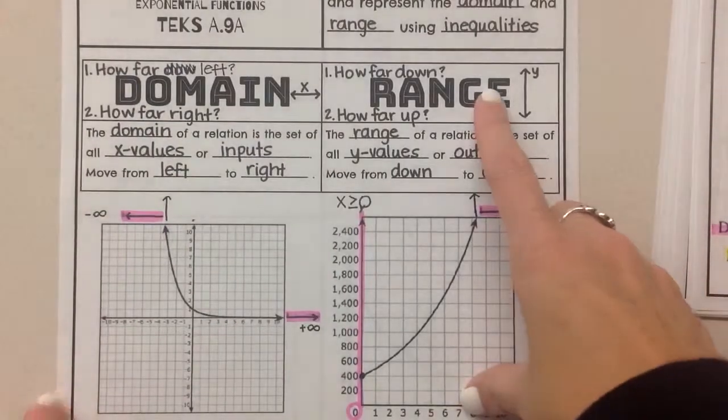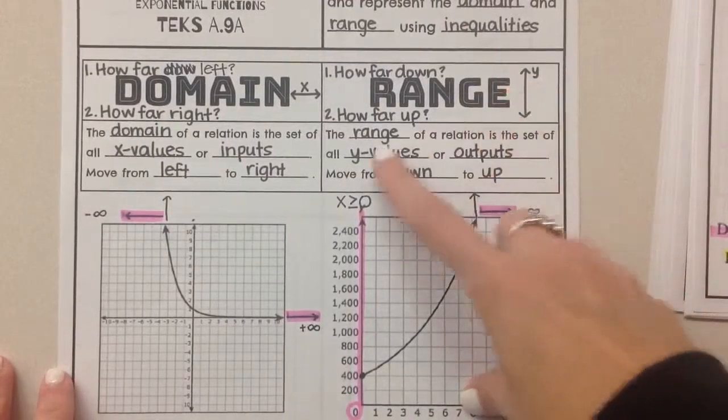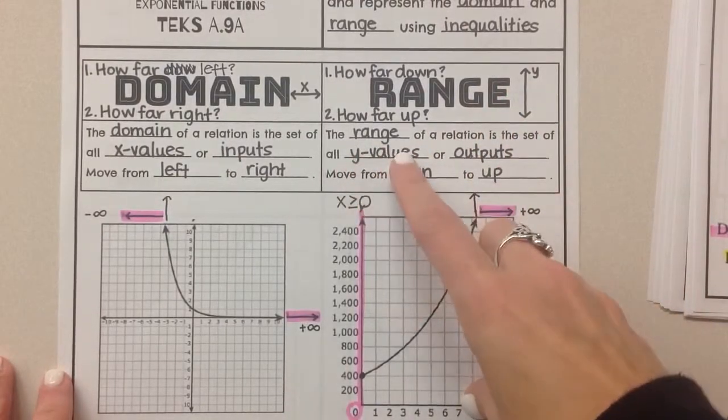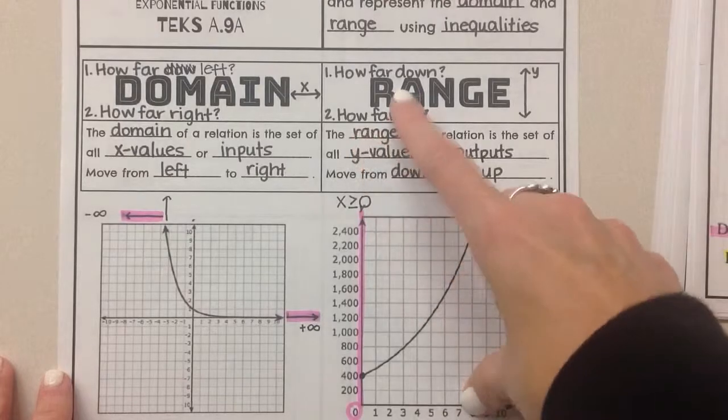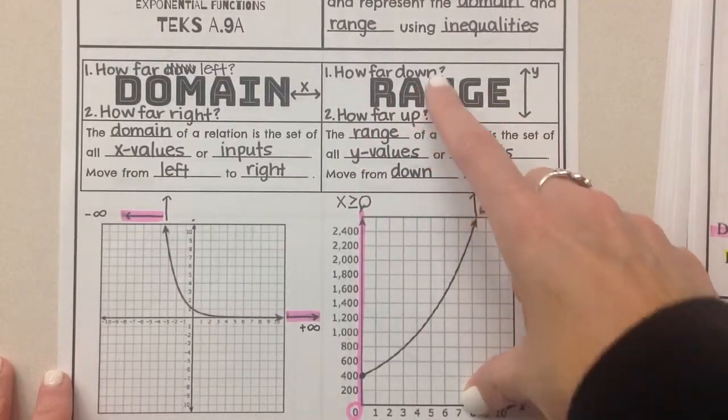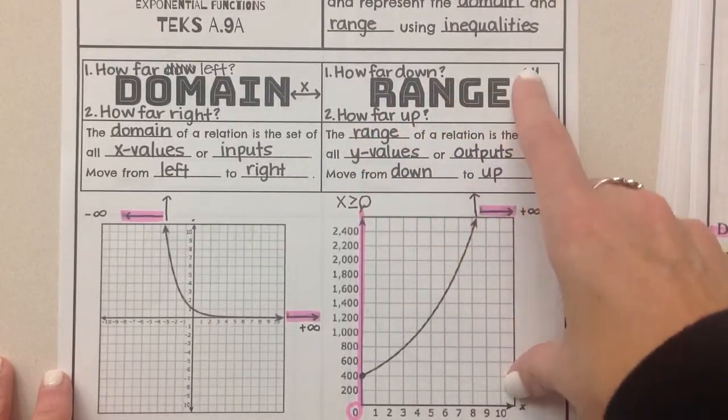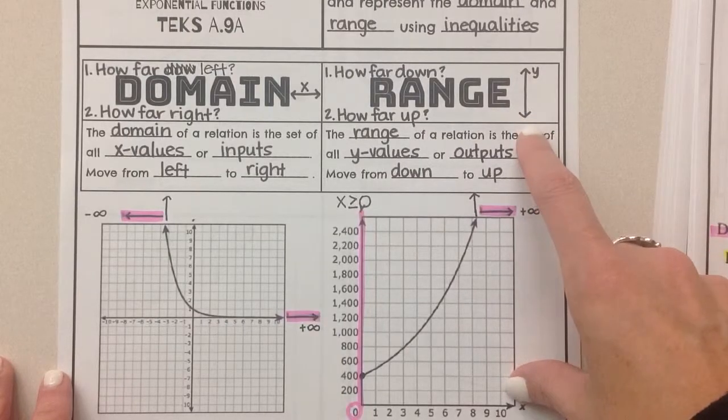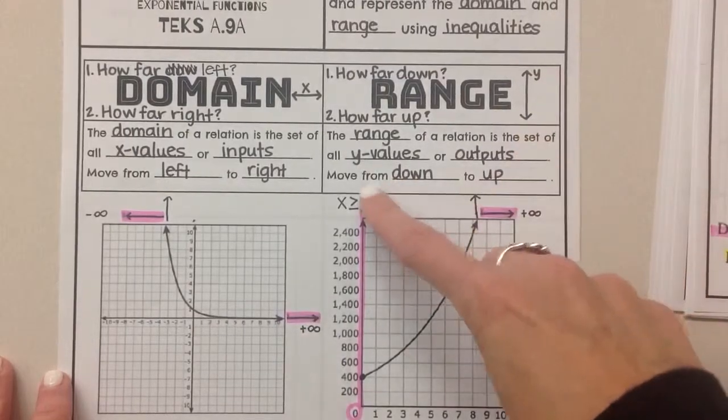Okay, now we're going to talk about range. So range is connected to the set of all y values or outputs. So this is why we are now asking ourselves the question, how far down, how far up? Because those are the specific directions that your y-axis moves. It moves up and down vertically.